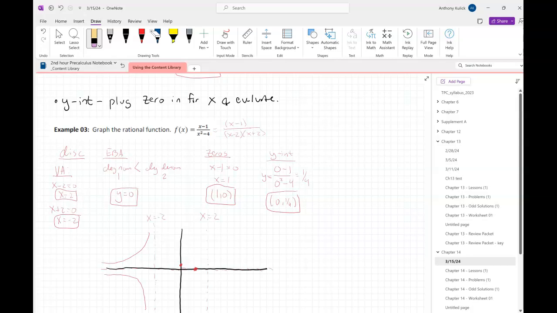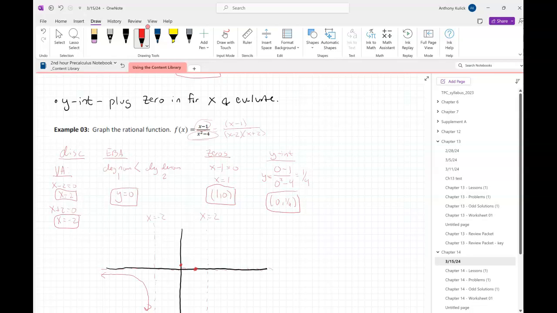So what I'm going to do is pick a test value and see what happens. Something less than -2 would be like -3. So that's going to give me a negative on top, but a positive on bottom, right? So that means that I'd have a negative number, so it should be down here.